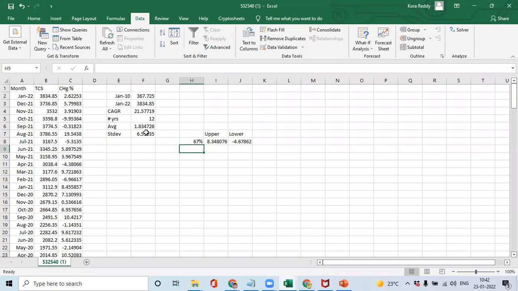Can you just repeat the last part of the upper and the lower part? The upper part is where the stock can go up, and the lower is where it can go down. The upper bound is average plus 1 standard deviation, which is 67%. The lower bound is average minus 1 standard deviation. You got it? Good.